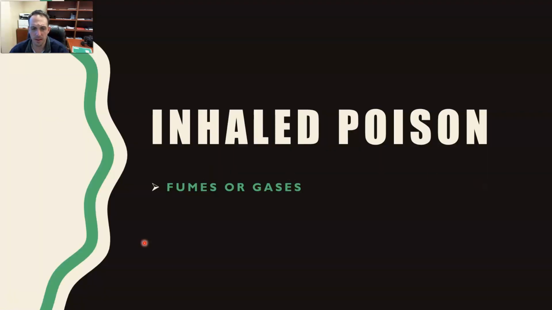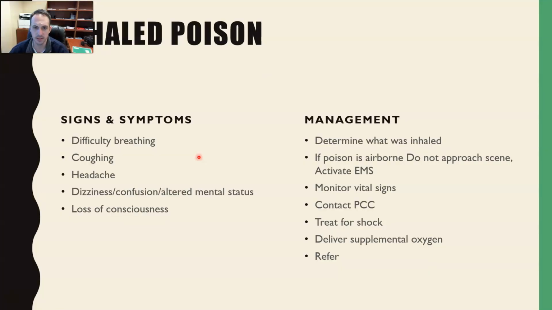An inhaled poison then is similar, but it's fumes or gases with that. Signs and symptoms are going to be more respiratory in nature because it's inhaled, and so the body is taking the poison in through the lungs as opposed to the GI tract, so we'll see more respiratory symptoms. Management is going to be fairly similar, determine what's inhaled. If the poison is airborne, obviously that would be an unsafe scene, and so you're not going to approach that scene, just activate EMS. Otherwise, similar, contact the Poison Control Center. They'll talk you through different aspects and you're going to refer as needed.